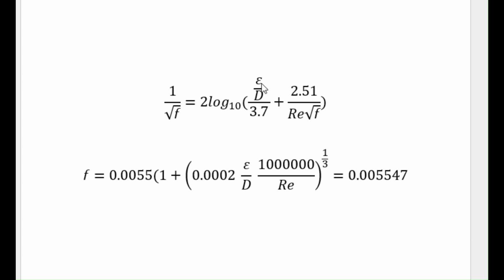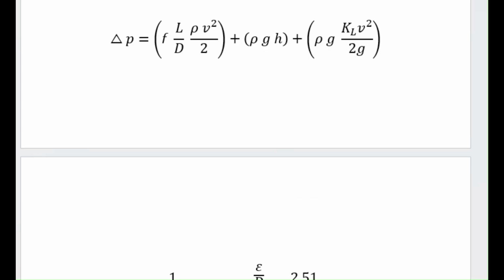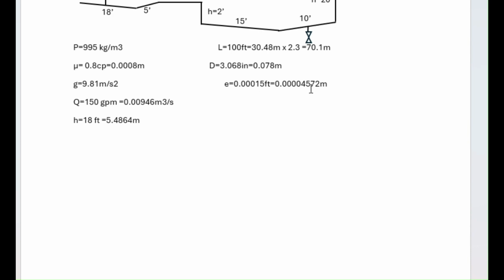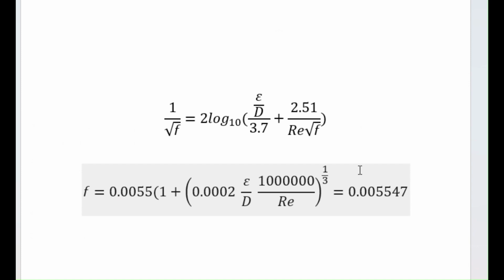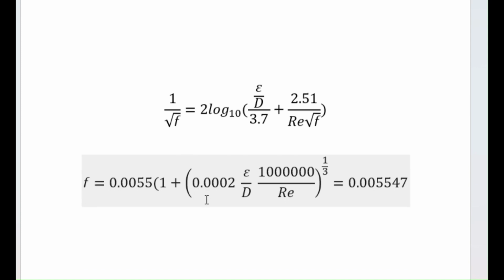And roughness factor, that's something you could Google. I mean, for steel it would be like 0.00015 feet. So you need to convert that to meters in order to make the units consistent. I just put it here. Okay. And so basically you have everything you need. So you have that number, you have the diameter, you have the roughness number. This would give you around 0.05547 if you plug everything in and do it.